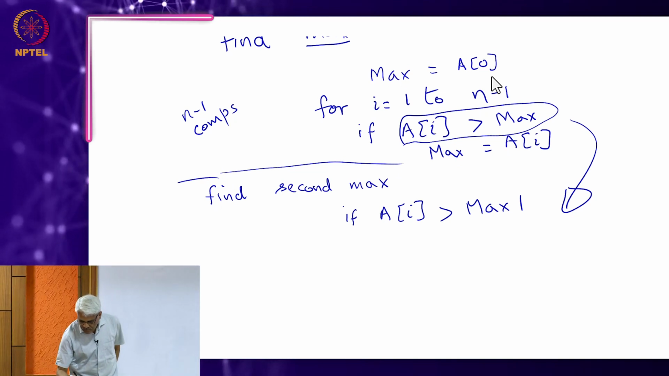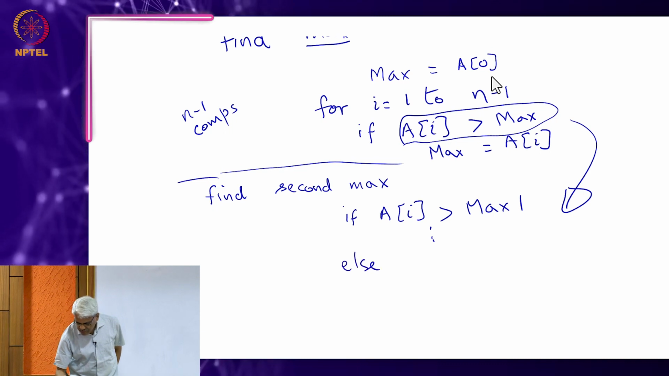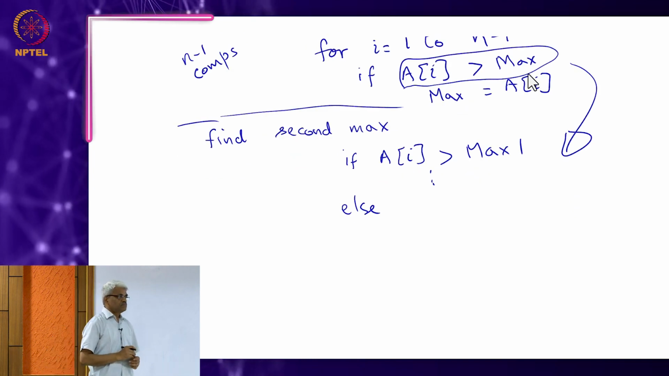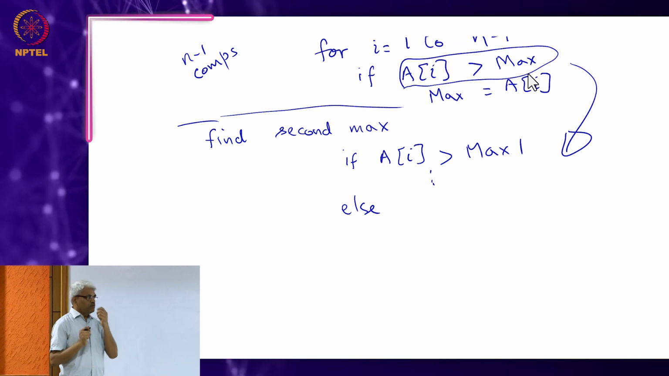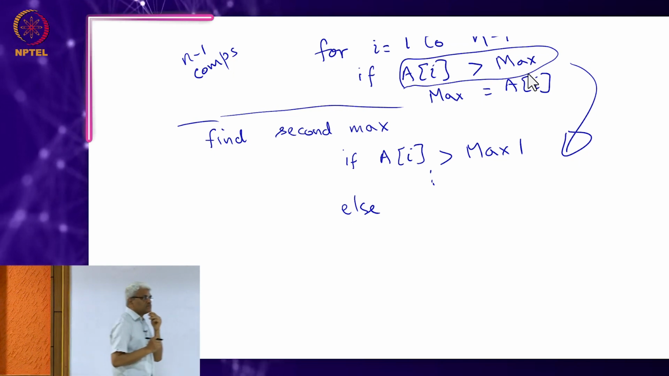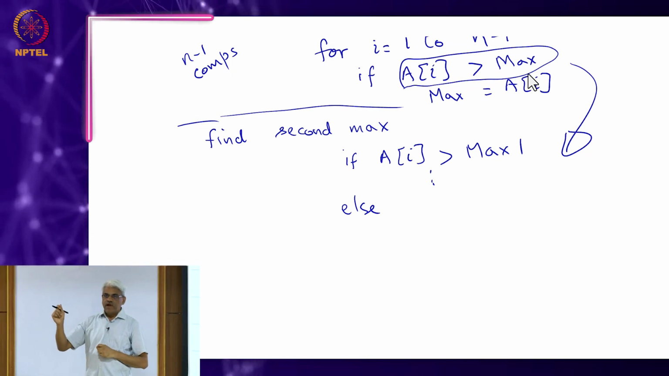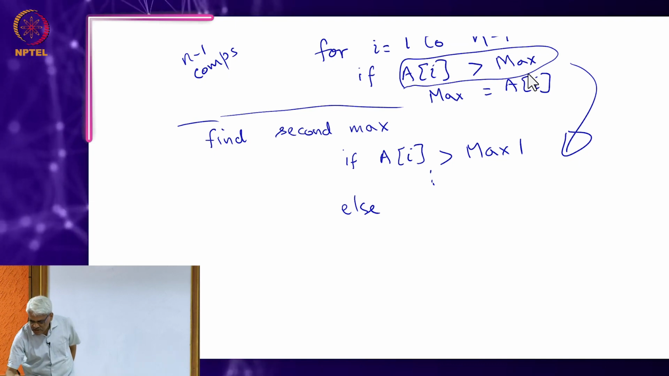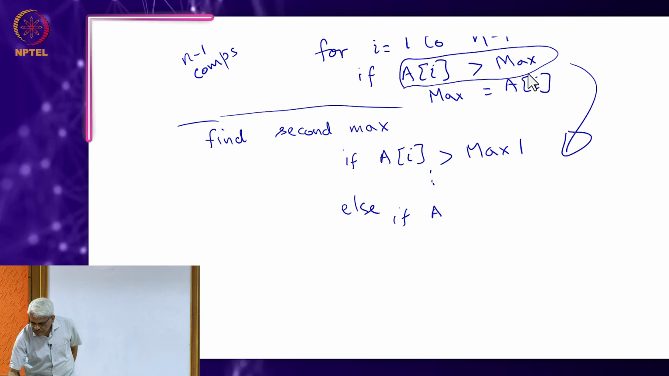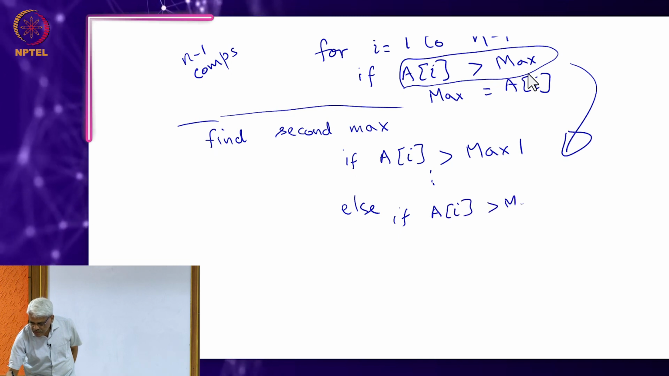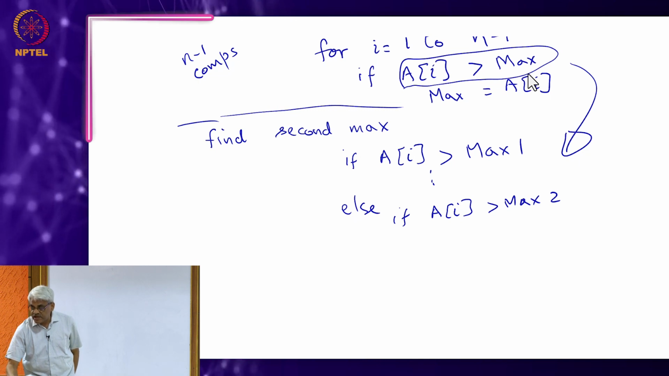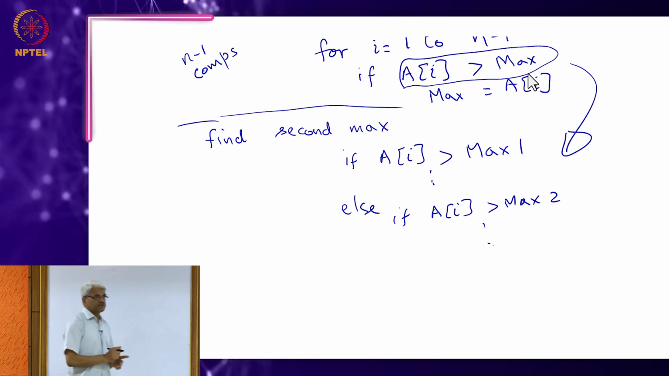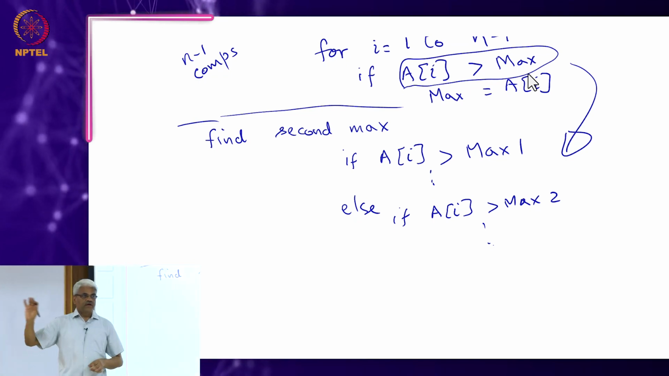Otherwise, a i is not greater than max 1. Then what do you do? So you compare a i with max 2 and see if it is bigger or smaller, and depending on that you do some actions. Right? If a i is less than or equal to max 1, but it's greater than max 2, then you do something. Okay, so that's the algorithm. I'll let you complete the details here.